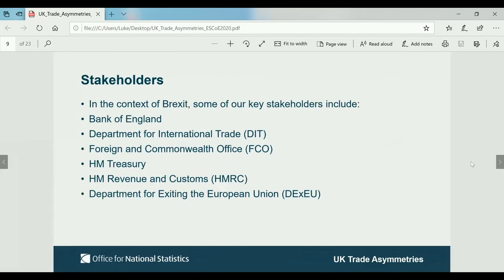So to that effect, as you might expect in the context of Brexit, here in the UK, some of our key stakeholders are the Central Bank, the Bank of England, also the Department for International Trade, the Foreign and Commonwealth Office, Treasury, Revenue and Customs, and prior to January of this year, the Department for Exiting the European Union. We meet with these key stakeholders at least quarterly at dedicated user group meetings, and here we share the work we're all doing to understand trade asymmetries, but in the context also of wider improvements to trade data that we're undertaking here at the ONS.